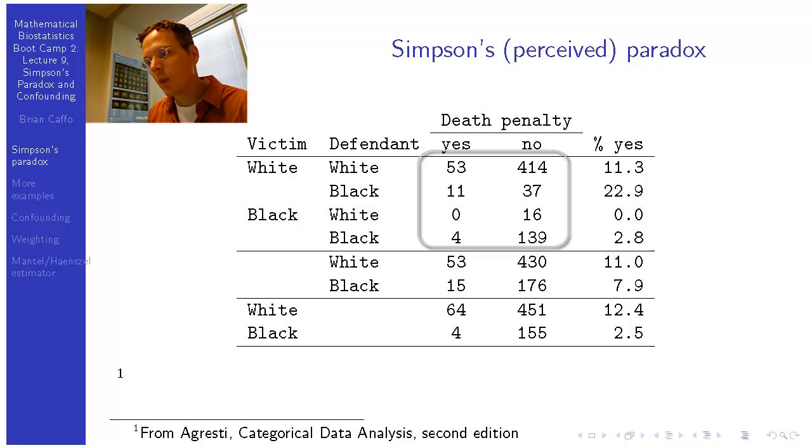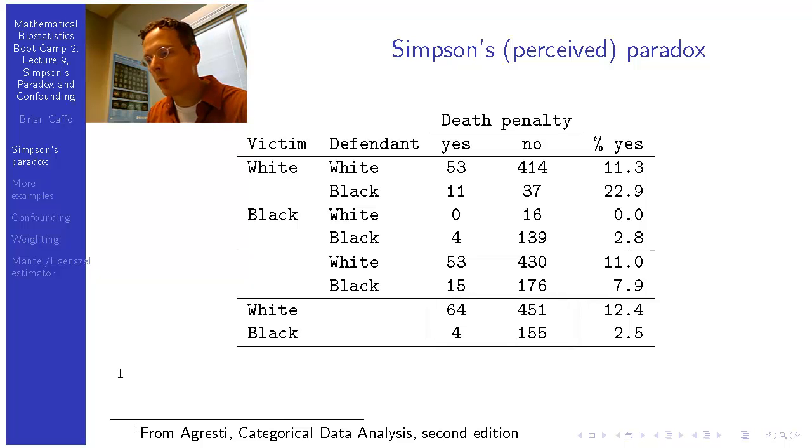And then here I have the margin for the defendant, white versus black, summed over victim's race, and then here I have the victim, white versus black, summed over the defendant's race. Okay, so let's actually investigate this.